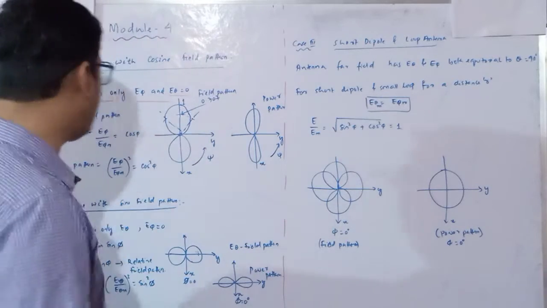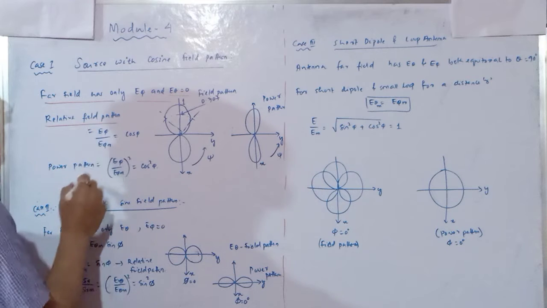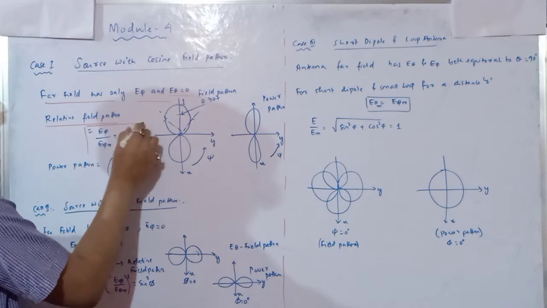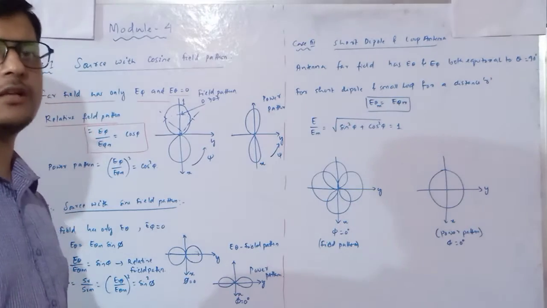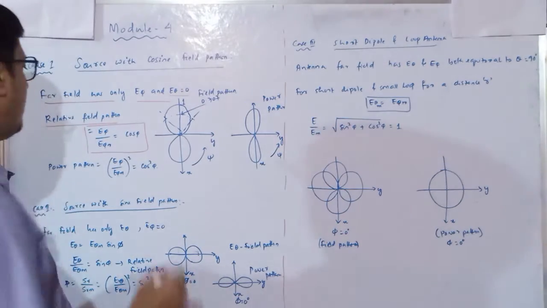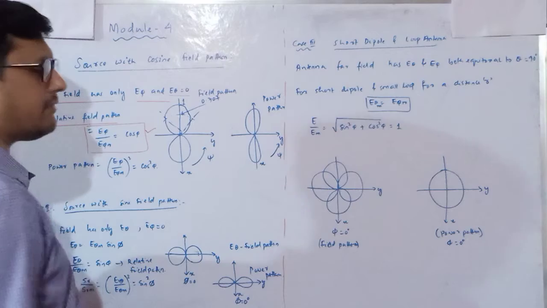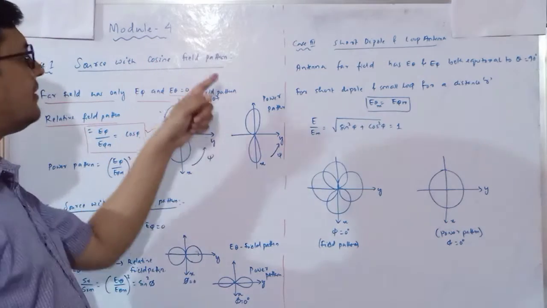Okay. So the relative field pattern here we can represent as E phi divided by E phi m is equal to cos phi. This is called our cos pattern, cosine field pattern.